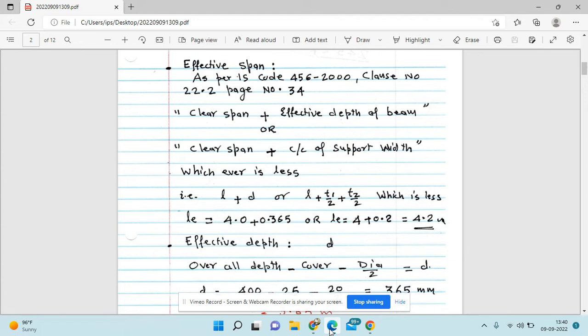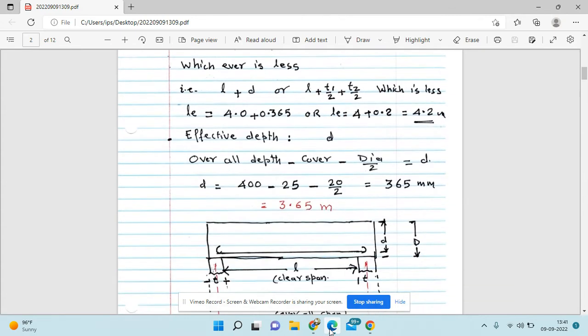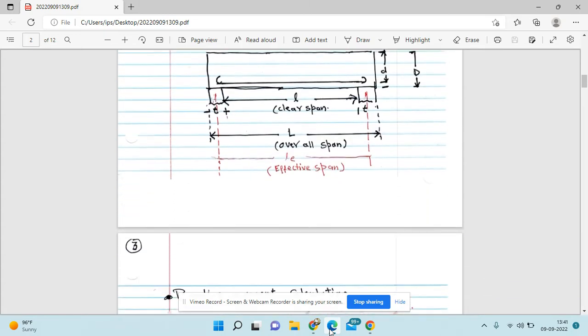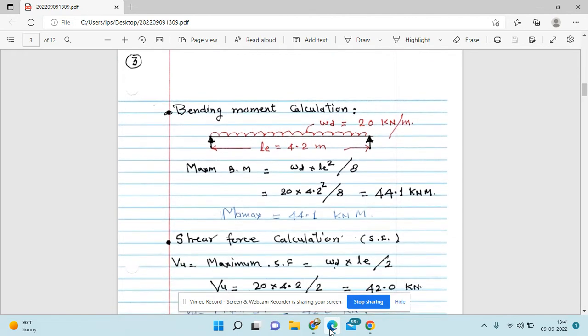And the last one is L plus 0.2, that comes out to 4.2. Whichever is the least, now we can find that 4.2 and 4.365, means the effective span will be taken as the least of the two. One is 4.365 and other is 4.2. So least is 4.2, and now you can see this figure.